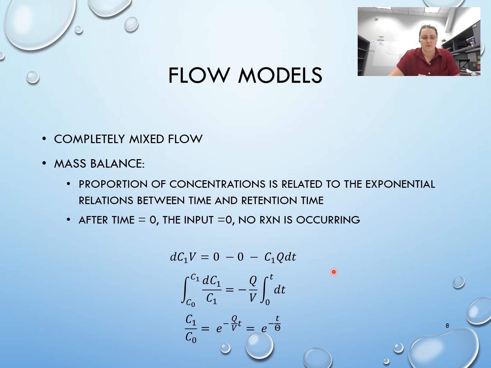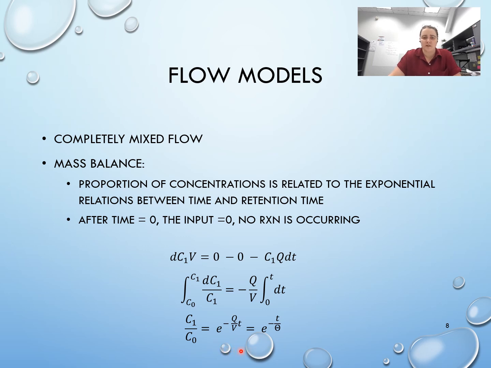And so like we've been doing in class and as we've been talking about with mass balances, you can integrate, take all the variables to the same side of the equation, integrate, and we get down to this form down here. And this form of the equation down here at the bottom is basically what that sentence says above. So the proportion of concentrations, right? The fraction of concentration at time 1 versus concentration at time 0 is equal to the exponential relations. So there's an e here between time and retention time.